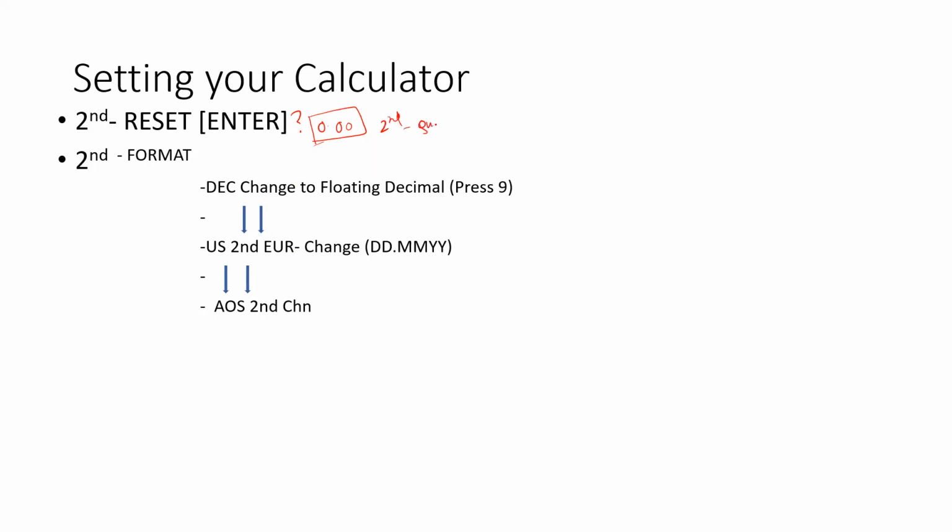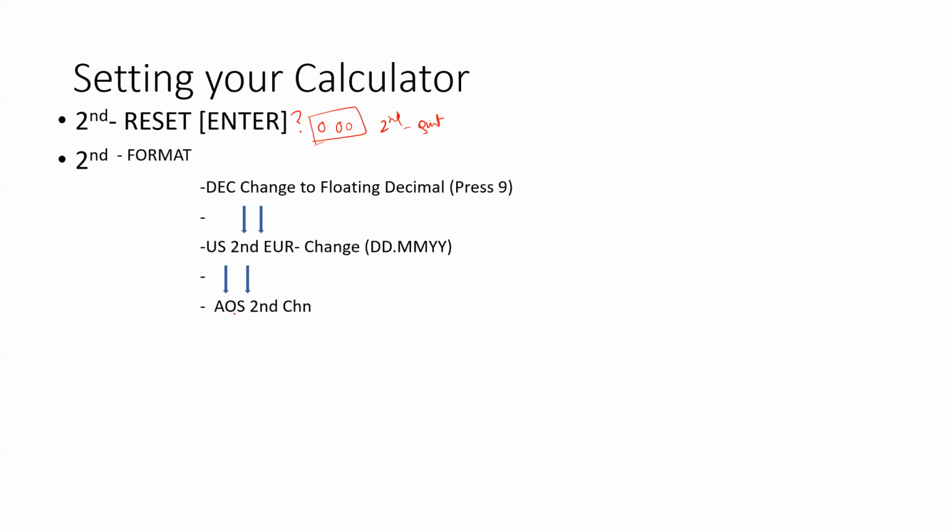Press second and press quit. Quit is just the button above the second button. So in effect, what you have done is reset your calculator to the factory settings. That means any previous data that was there in the calculator, that potentially was saved in the calculator, is completely erased.